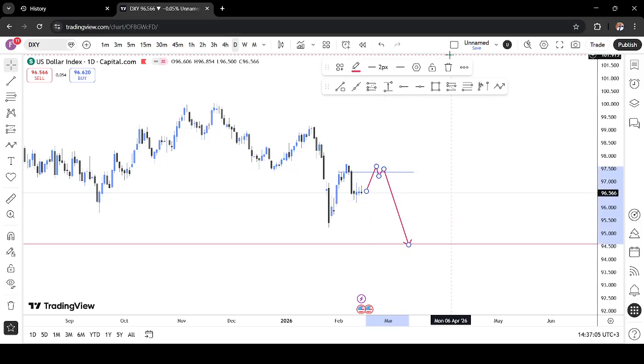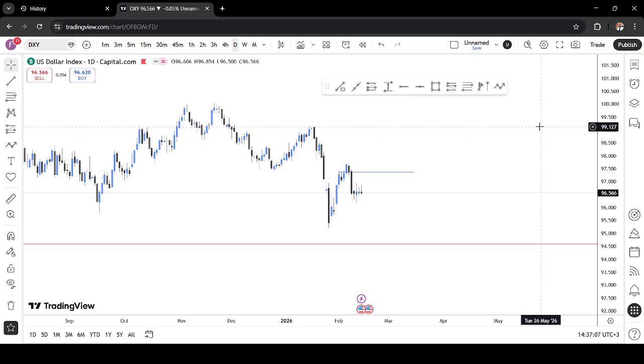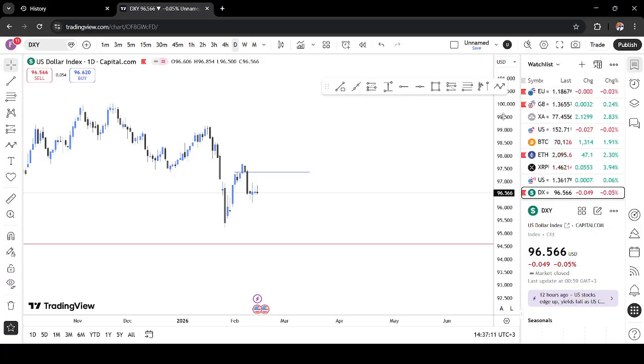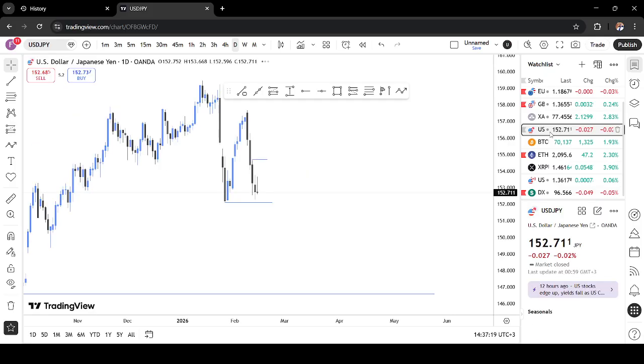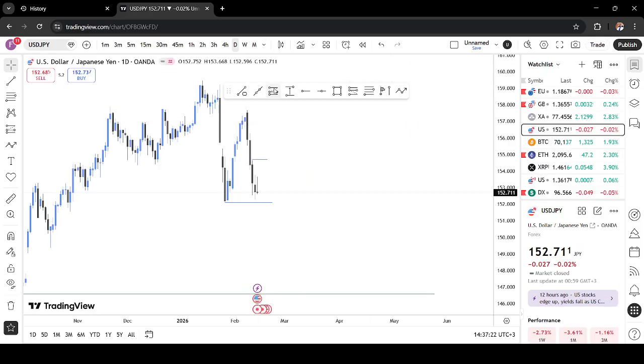With DXY bearish, of course, going through the other pairs will be very easy. We'll be looking at the EU, GU, and USD JPY. So let's go to the USD JPY. This pair has been interesting in my view.